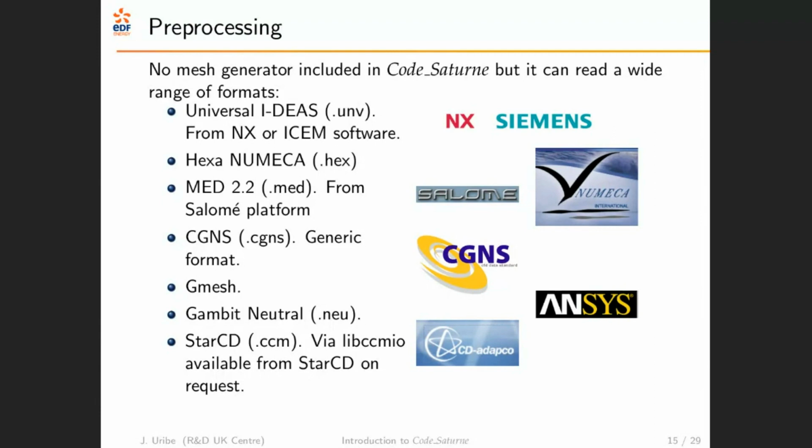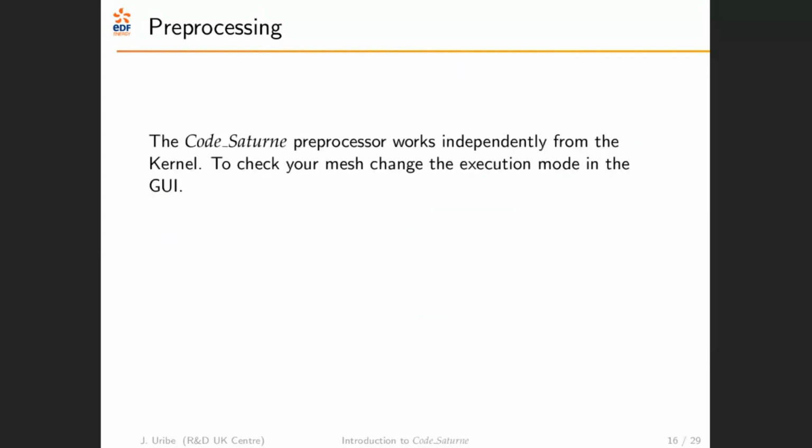But there are also many other types of mesh files that we can read. Some of them are here, and we can read files from CGNS, for example, which is a very generic format that most of the mesh generators can export into. Med file is a particular format developed by EDF as well, that is using the Salome platform. And we can also read CCM files, provided that you get a library from Siemens.